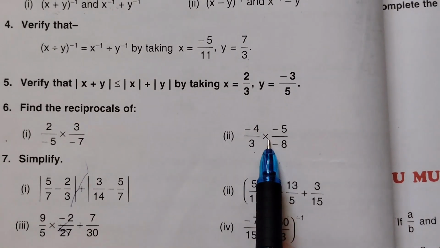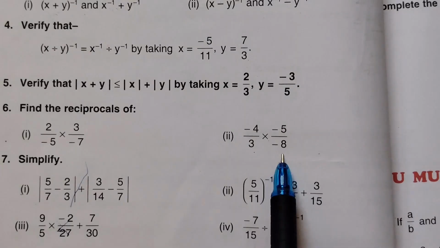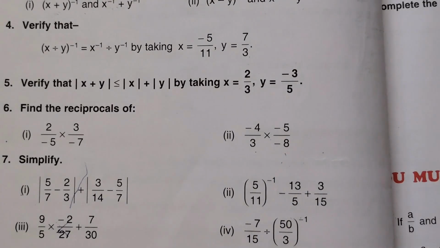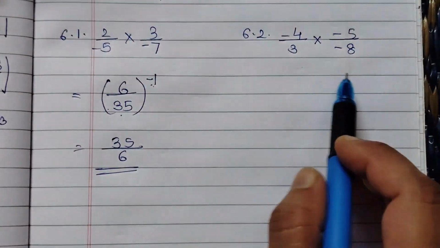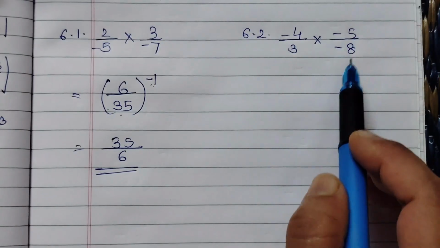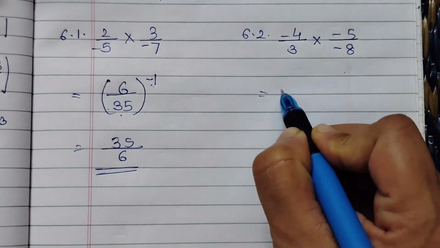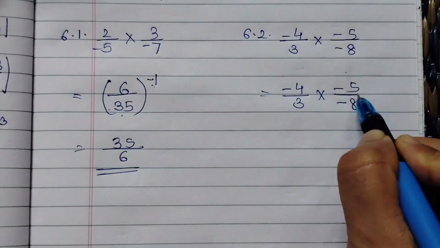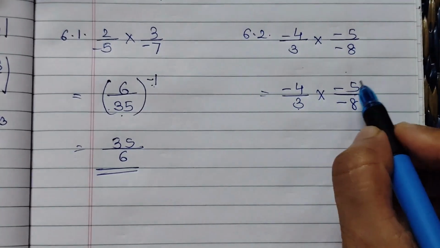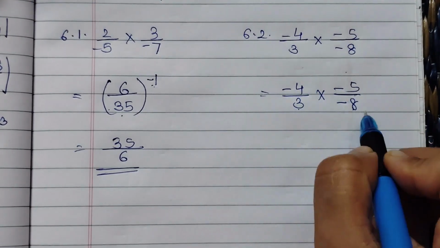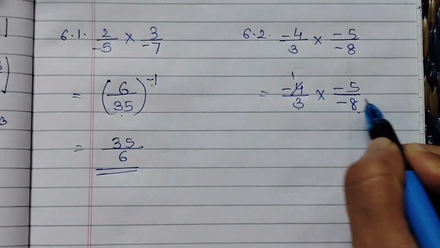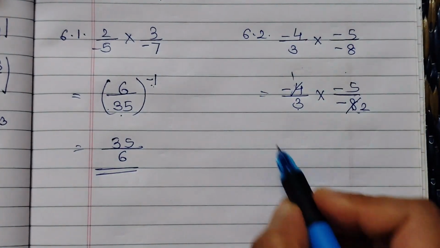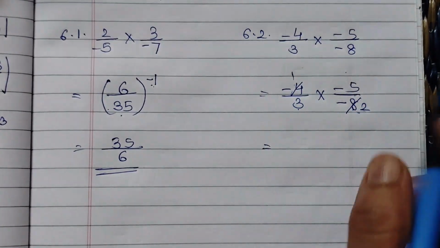Minus 4 upon 3 multiplied by minus 5 upon minus 8. So we have written the question, minus 4 upon 3 multiplied by minus 5 upon minus 8. I will write it once again. Now here we cannot reduce 4 and 3, we cannot reduce 5 and 8, but we can reduce 4 and 8. So 4 ones are 4, 2s are 8. Further, nothing can be reduced, so we will multiply.